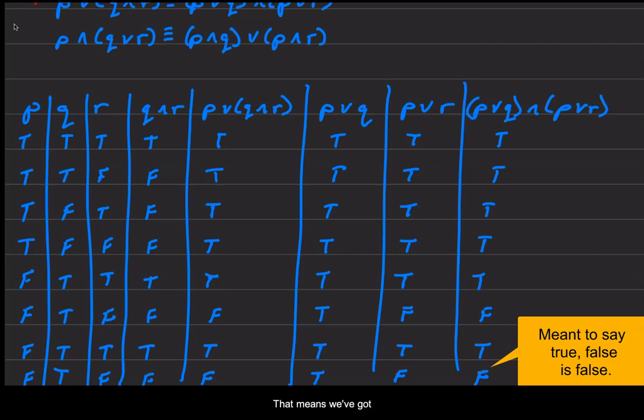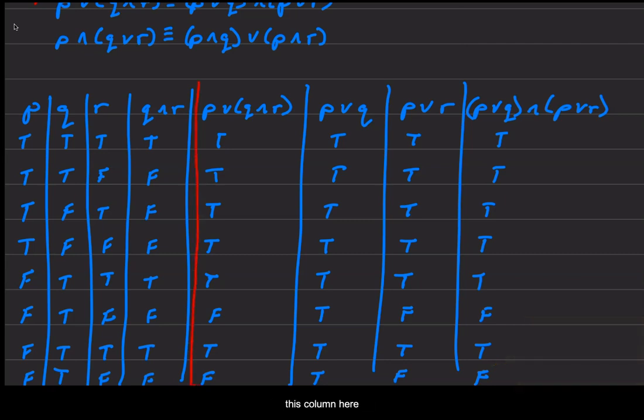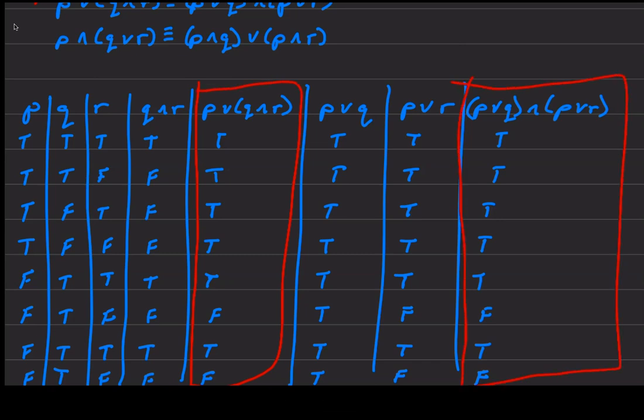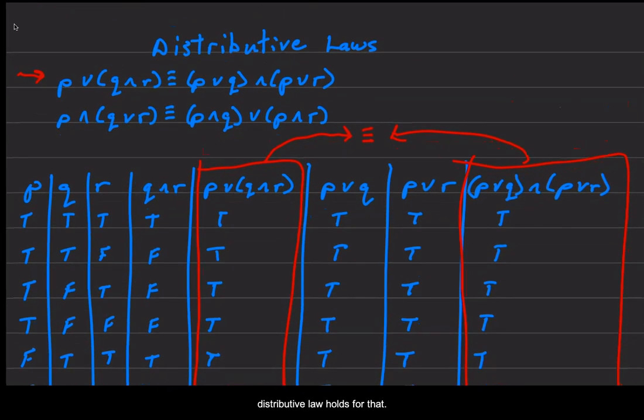So that means we've got this column here and this column here. And if we look at those line by line, they have the same truth values. Therefore, this is logically equivalent to this. Therefore, we've shown that our distributive law holds for that. And as I said before, I'll leave the second one to you to prove in your own truth table.